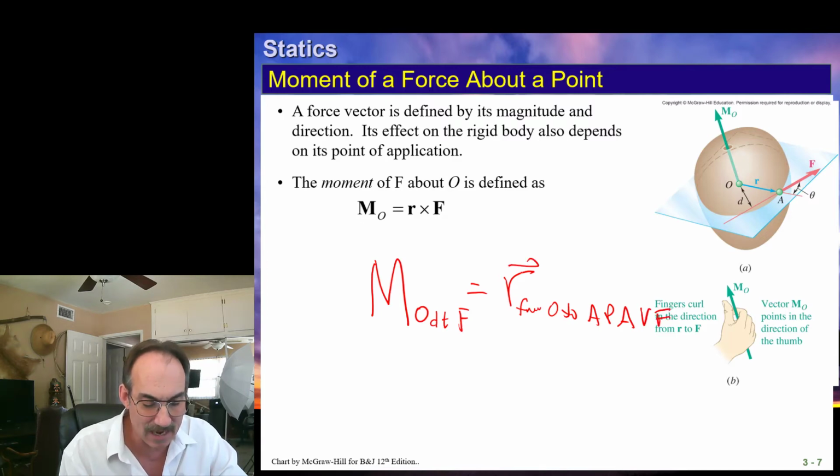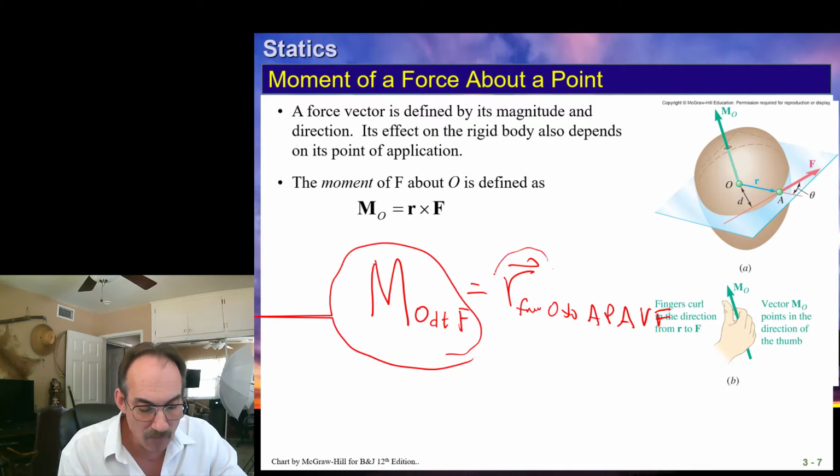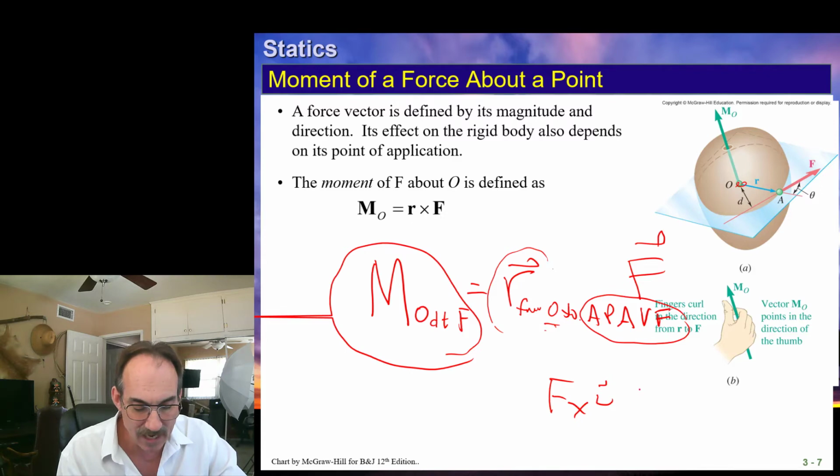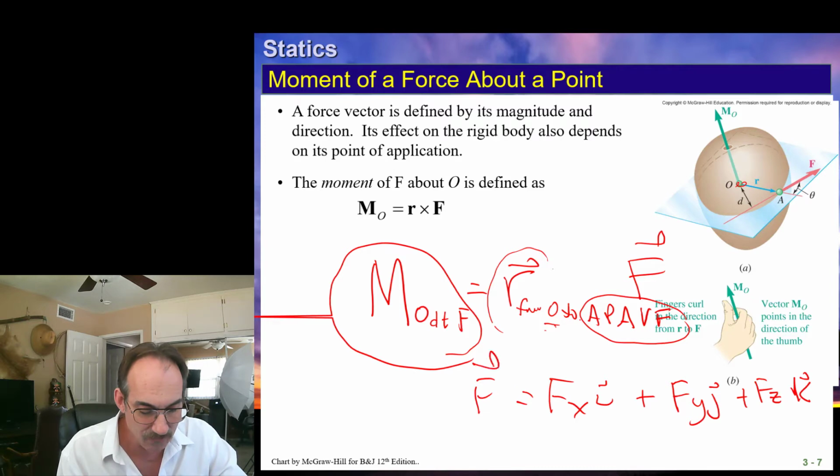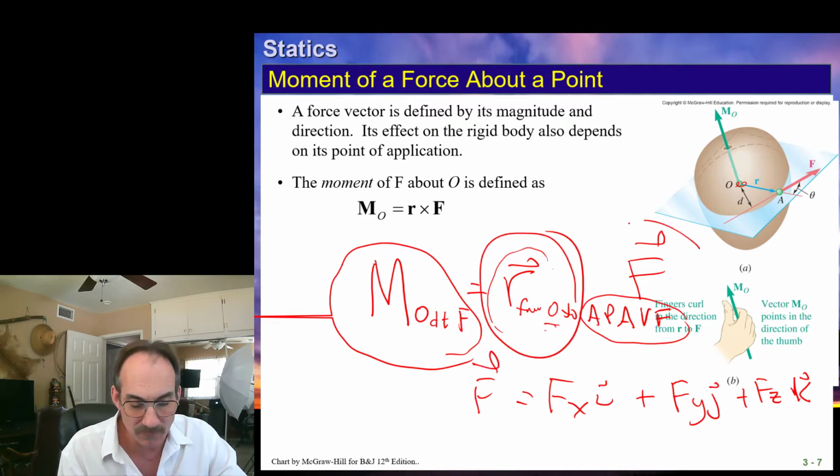Got that? That's that. The moment of F about O is this R vector, from the point we want to rotate about, to any point along the vector F. Don't worry, it will work out. It is multiplied by the vector force, which means you take that force's x component in the i direction, plus its y component in the j direction, plus its z component in the k direction. That is the vector force F, and we're going to take the cross product of this crossed with this.